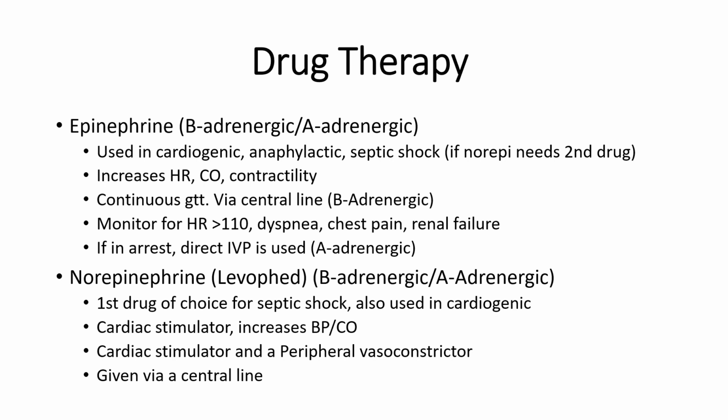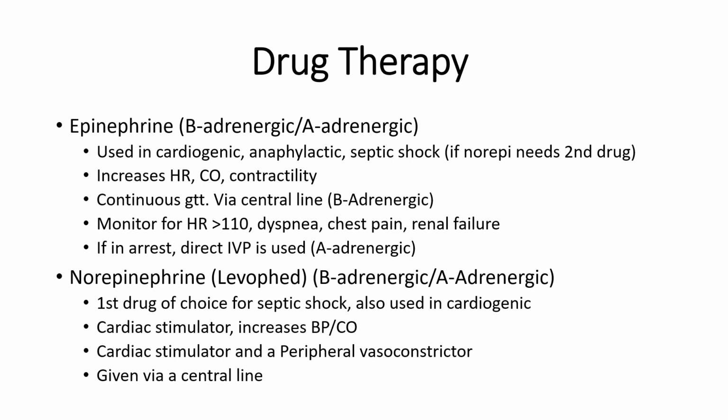Next, we have epinephrine. This is a common drug. It's a common vasopressor. It can be used in cardiogenic shock. Anaphylactic is huge, right? We know epi is our number one drug of choice for anaphylaxis. That's what's going to help them get out of anaphylactic shock. And it can also be used in septic shock. It really helps increase heart rate. It helps increase cardiac output, and it helps the heart's contractility.